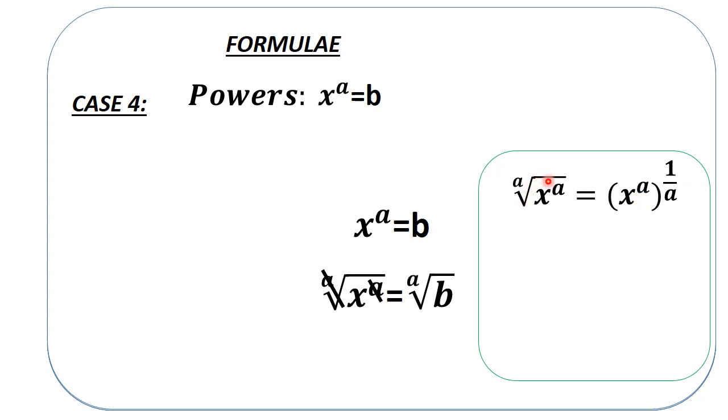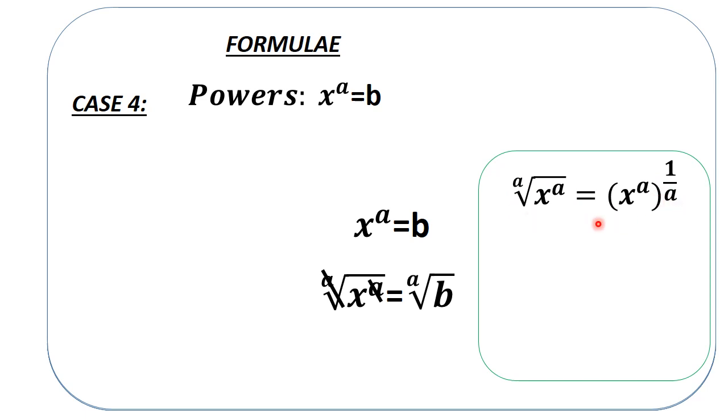So if you have been given this and you want to express it in terms of a fraction or with a fractional power, you just put brackets, then 1 over a. And if you want to take it back when you're simplifying, you just introduce the a-th root. So I hope you get it here for those who remember indices.